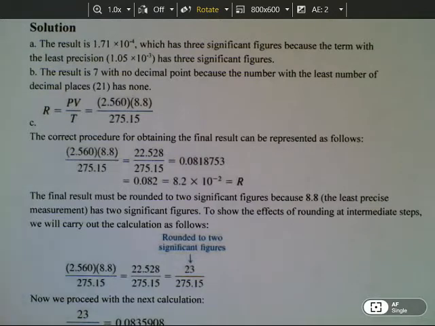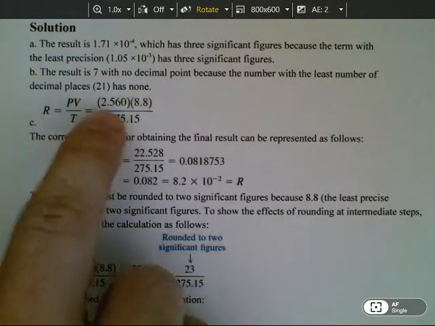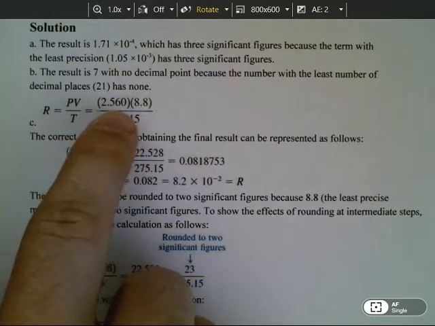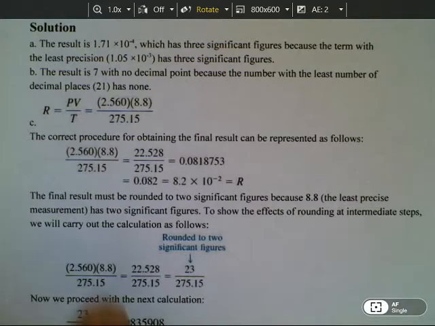Now for C, the calculation that we're going to carry out has to do with gases. We're going to use R is equal to PV divided by T, and we're going to plug in these numbers: the 2.560, the 8.8, and the 275.15. The correct procedure for obtaining the final result can be represented as follows.